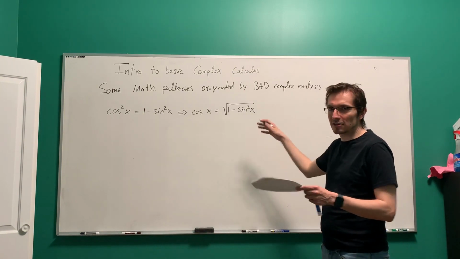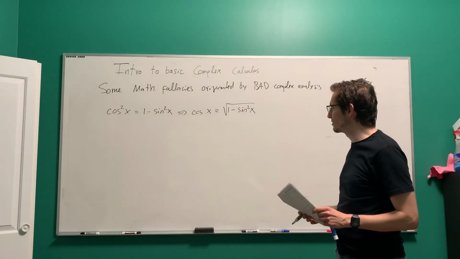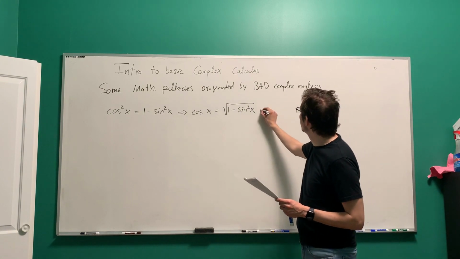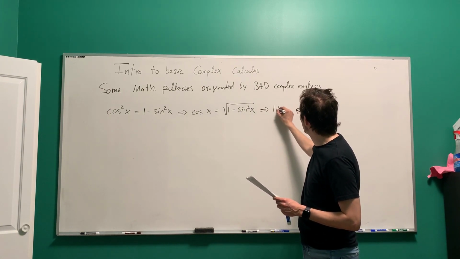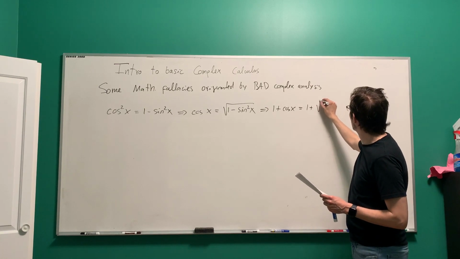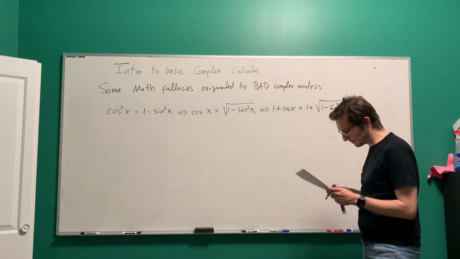These are complex numbers, so the square roots are well defined and so on. They're actually defined in the notes, how to do square roots. So everything is fine, you can take square roots. We can now add 1 to both sides of the equality. So 1 plus cosine of x equals 1 plus the root of 1 minus sine squared of x, okay?